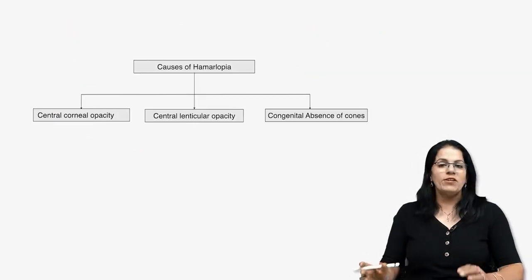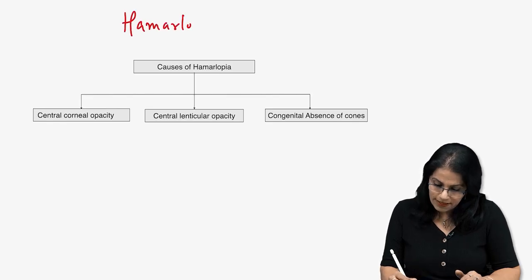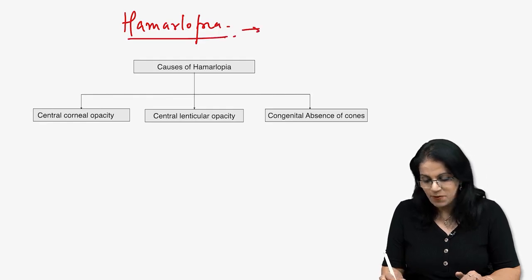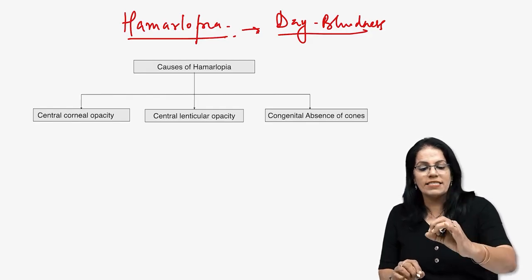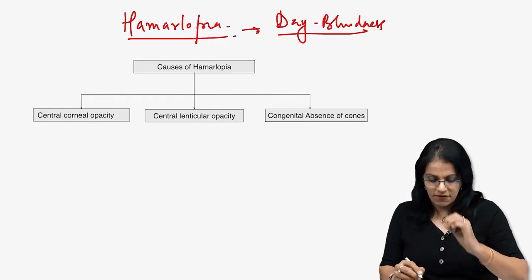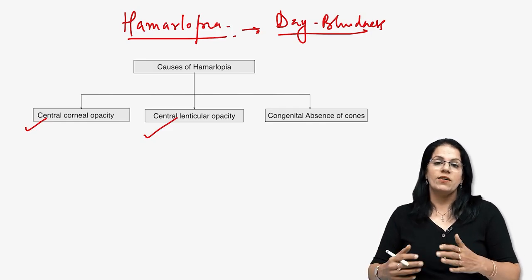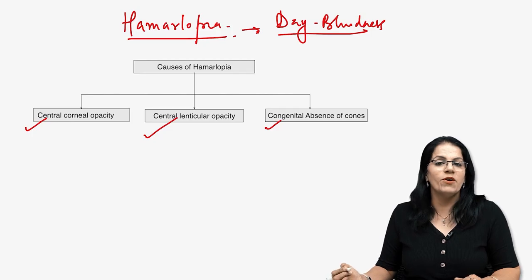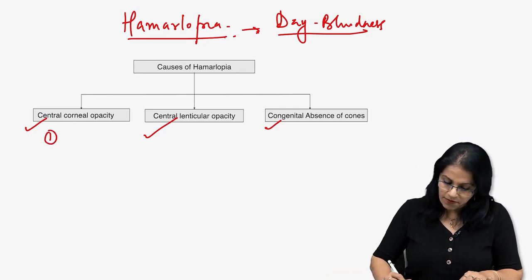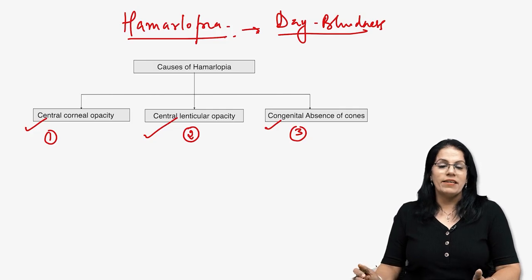Okay? We talk about what day blindness is known as. You know, hemeralopia. Day blindness is hemeralopia. Now, when you say day blindness is hemeralopia, think yourself, in daytime, when can there be blindness? Pupil is constricted. So, any opacity at the center can lead to day blindness, whether I am talking about central corneal opacity or central lenticular opacity. And of course, it is the cones which are responsible for day vision and color vision. Therefore, the third cause will be congenital absence of cones. So, what are the points? 1, 2 and 3. Just remember why. This is about day blindness or hemeralopia.